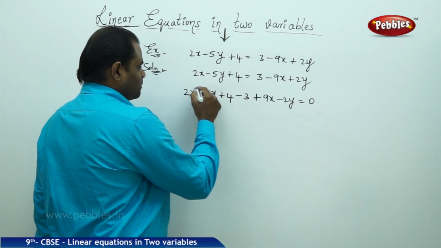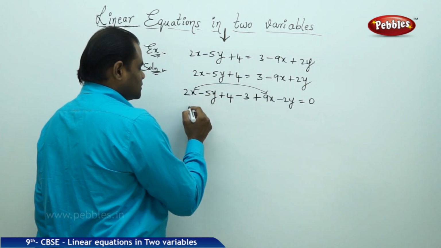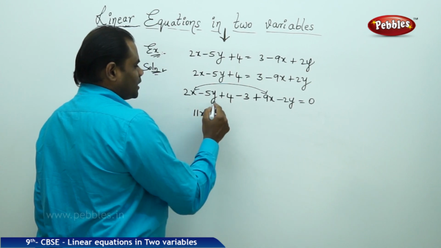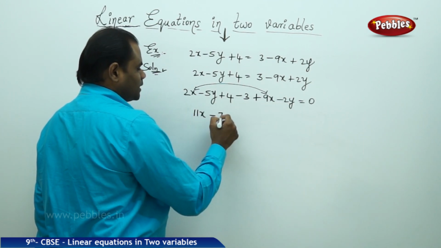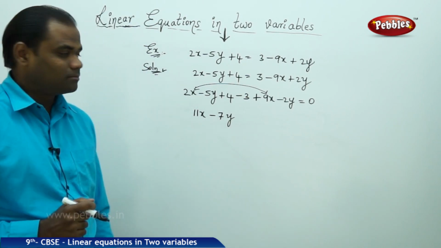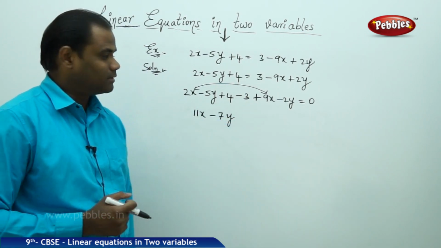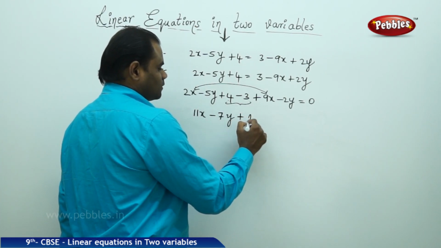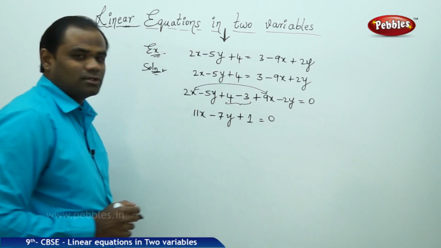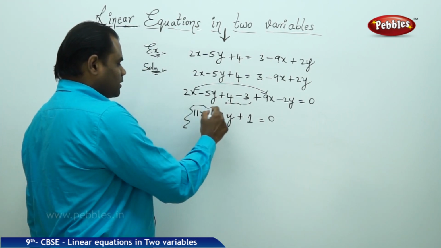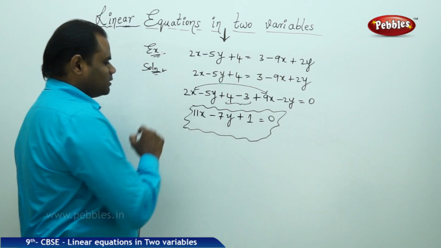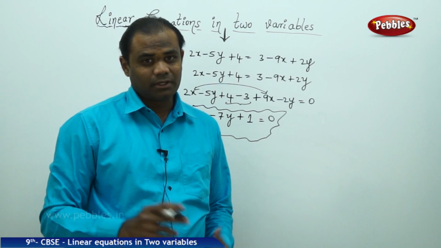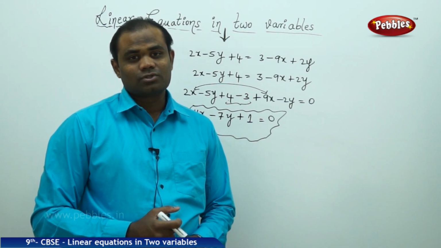Now let's simplify, where my 2x and 9x are added to give 11x. And minus 5y and minus 2y are added to give minus 7y, because minus 5 minus 2 is minus 7. Then the constants here are added to get 4 minus 3, which is 1, equal to 0. So this is now the most simplified equation of the given problem. So let's see if this is a linear equation in two variables x and y, to be followed with the three rules.